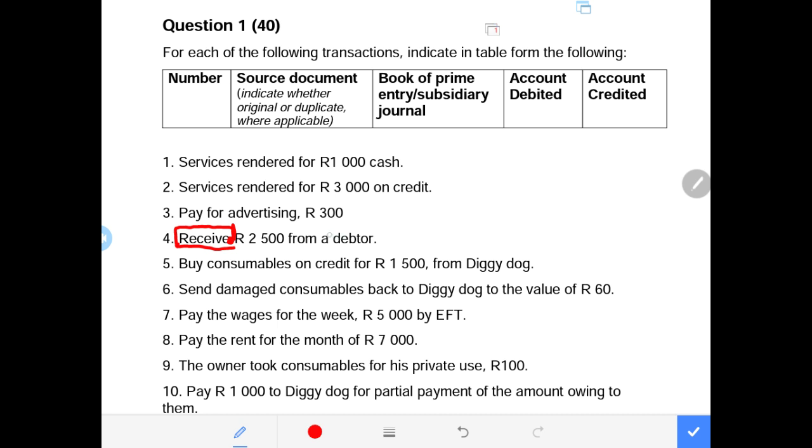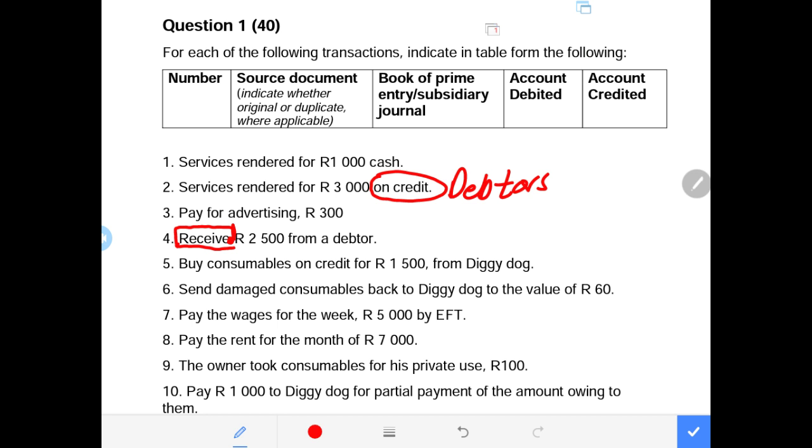Remember, a debtor is a person to whom we rendered service on credit. I mentioned this one before. A debtor is a person who owes us money for something we gave to them but they did not pay us, which is our account receivables.